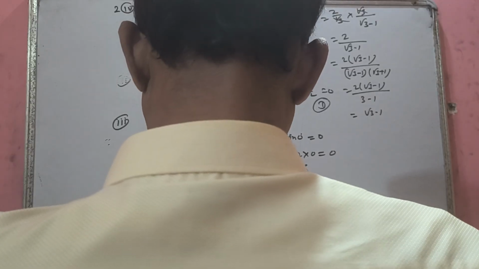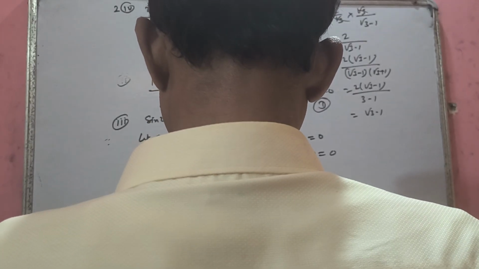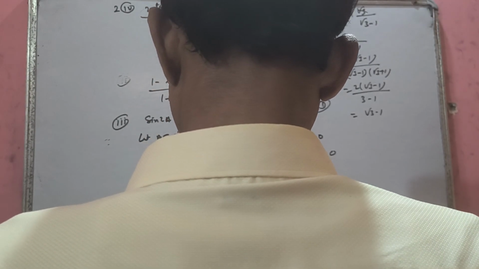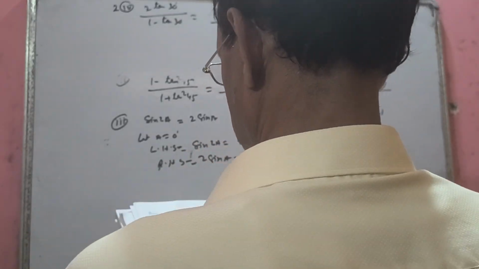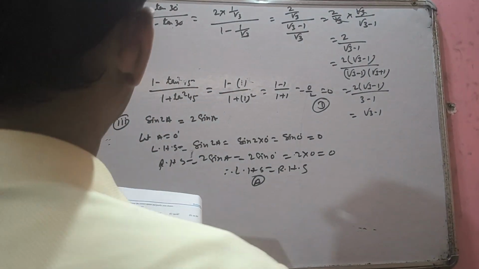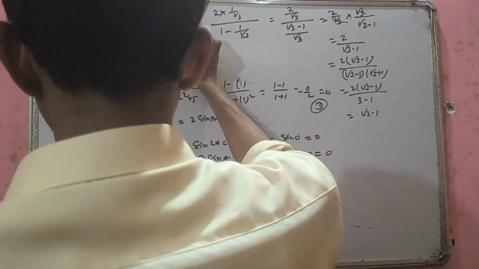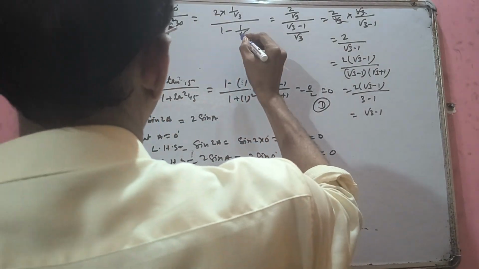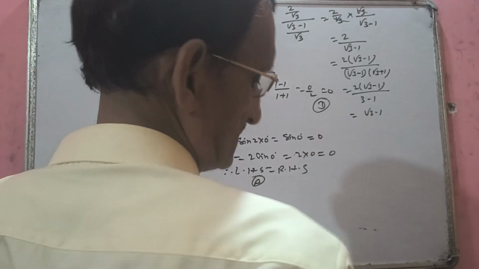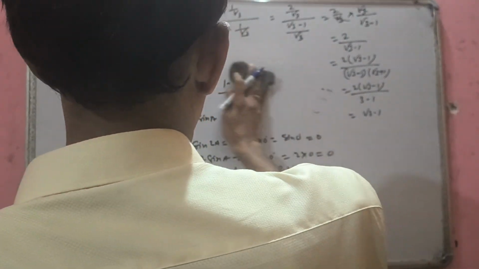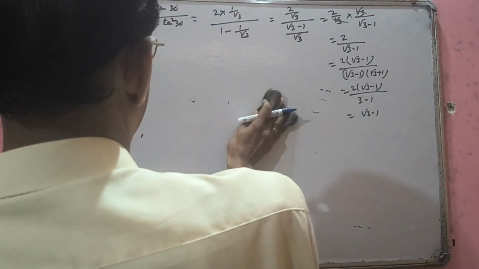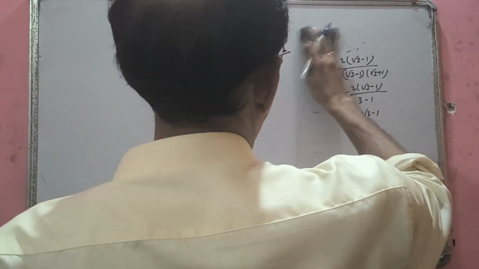Answer too. Is there some mistake here? Let us check. Oh, there is a square here. Sorry, there is a square here. So this is the mistake. Let me correct it. The question was not correct. Correction is there.